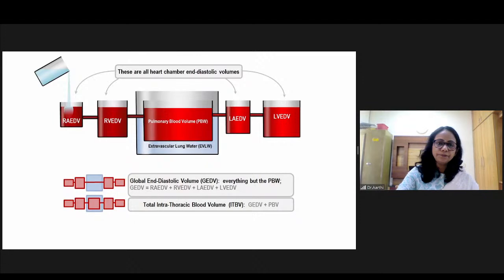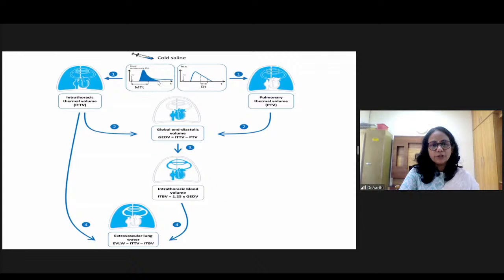With the area under the curve, we monitor the cardiac output. Along with the mean transit time and other parameters, one can derive the intrathoracic thermal volumes. The whole volume in the intrathoracic space is called the intrathoracic thermal volume, and one can also derive the pulmonary thermal volume. Once you exclude the pulmonary thermal volume from the intrathoracic thermal volume, one can get what is called the end diastolic volume.